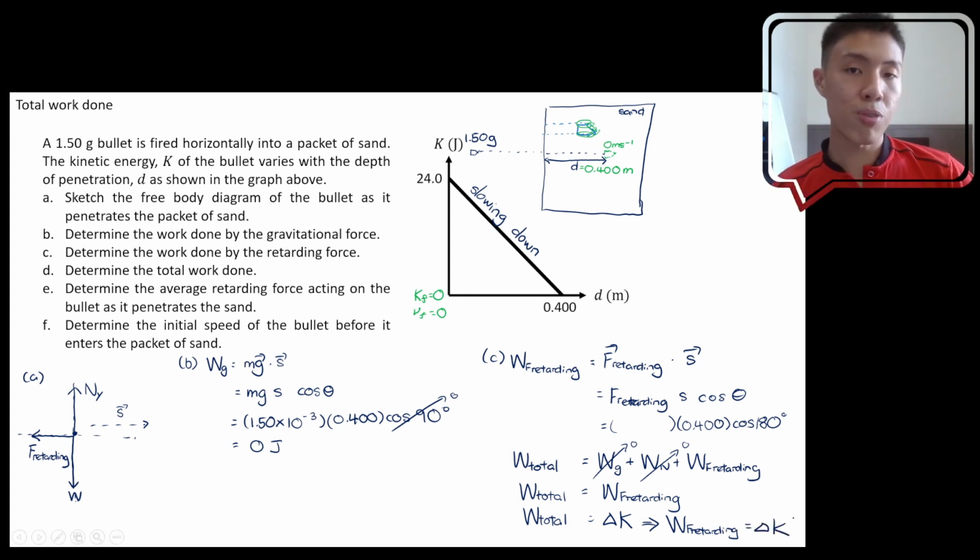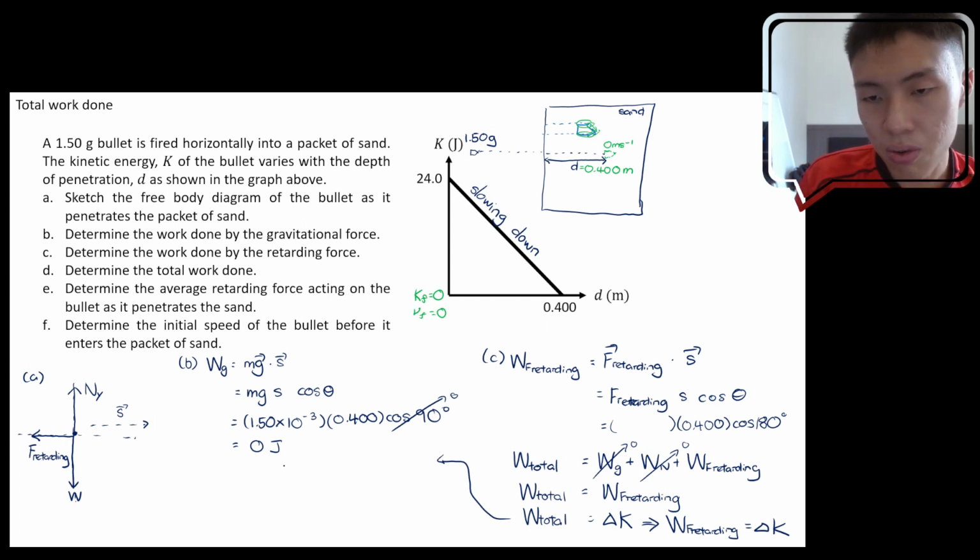This is very important because we already have the delta K. We know the final kinetic energy, we know the initial kinetic energy. And from there, we are able to work backwards to find the work done by the retarding force. I should probably continue it here, make everything on the same page.